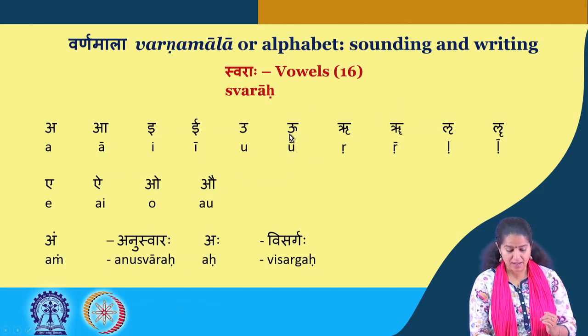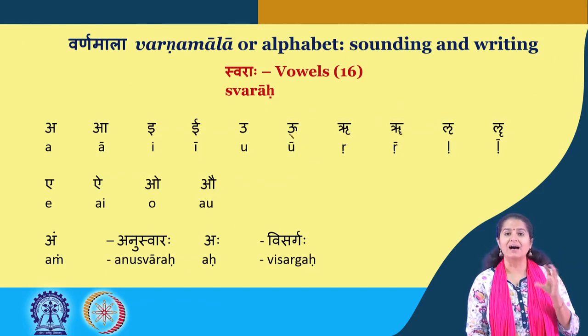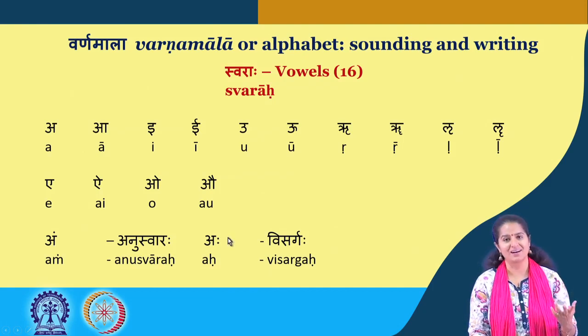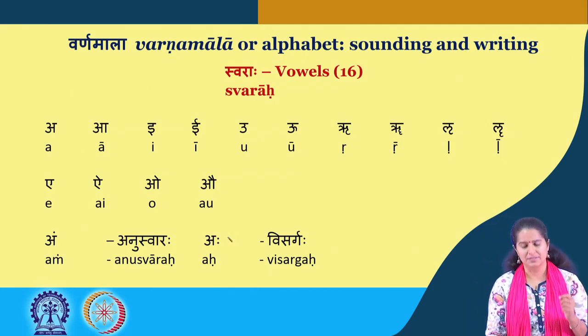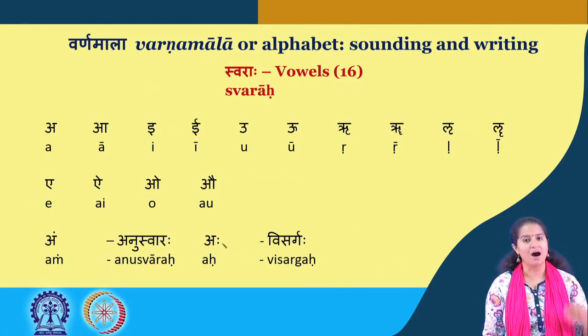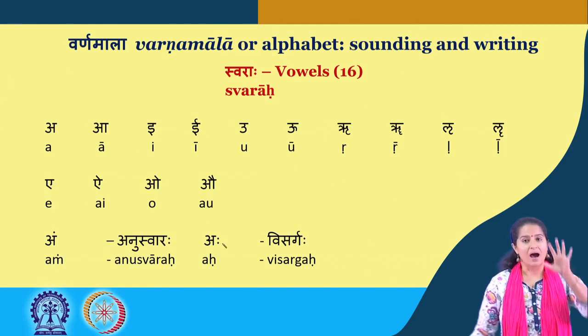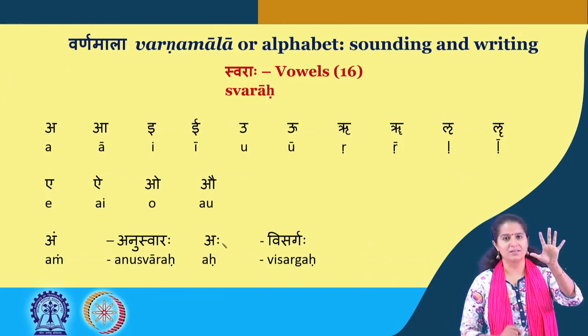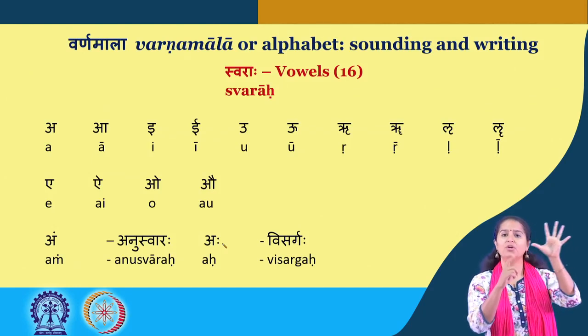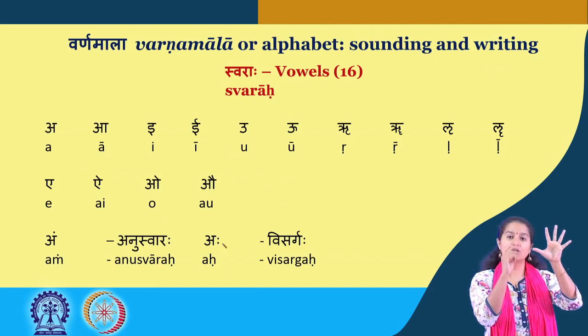Alright, and then we have the last two, which are the anuswara, which is representative of the nasal sounds. And we have what we know as the visarga, which is a very typical feature of the Sanskrit language. It's the aspirated sound. Okay, so I'd also like to show you this on my fingers as we had done it in our previous course. So I'd like you to indicate different sounds to each of the fingers to allocate them.